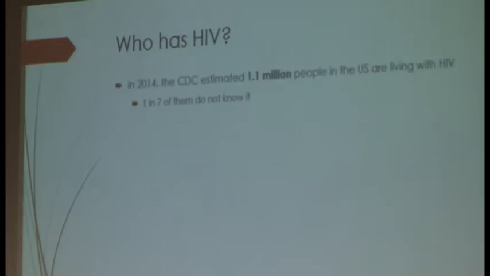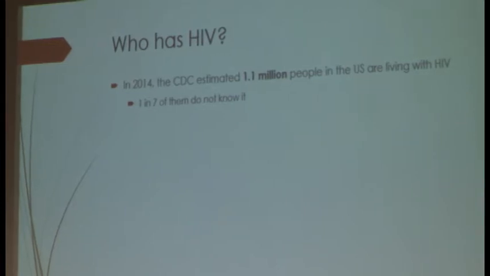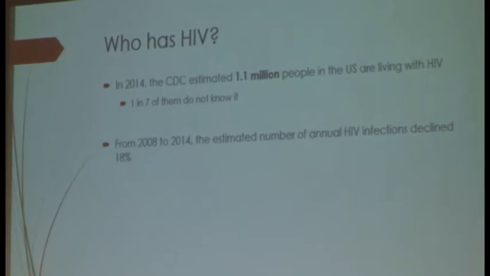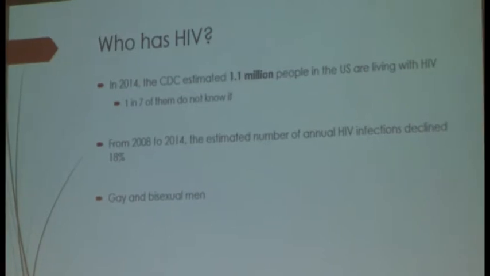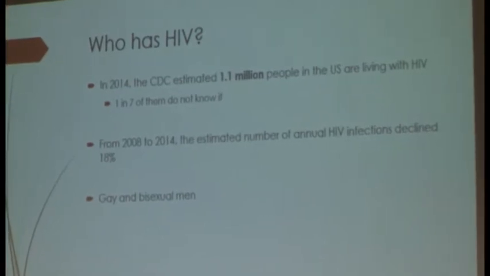Okay, so in 2014, the CDC estimated that 1.1 million people in the United States are living with HIV, and 1 in 7 do not know of it. From 2008 to 2014, the estimated number of annual HIV infections was luckily on the decline by 18% from previous years, and the population most impacted is gay and bisexual men.